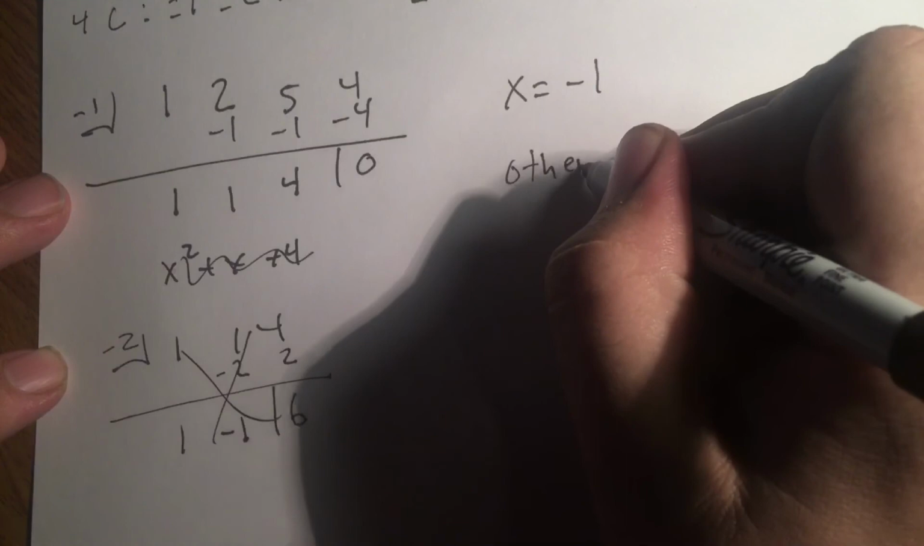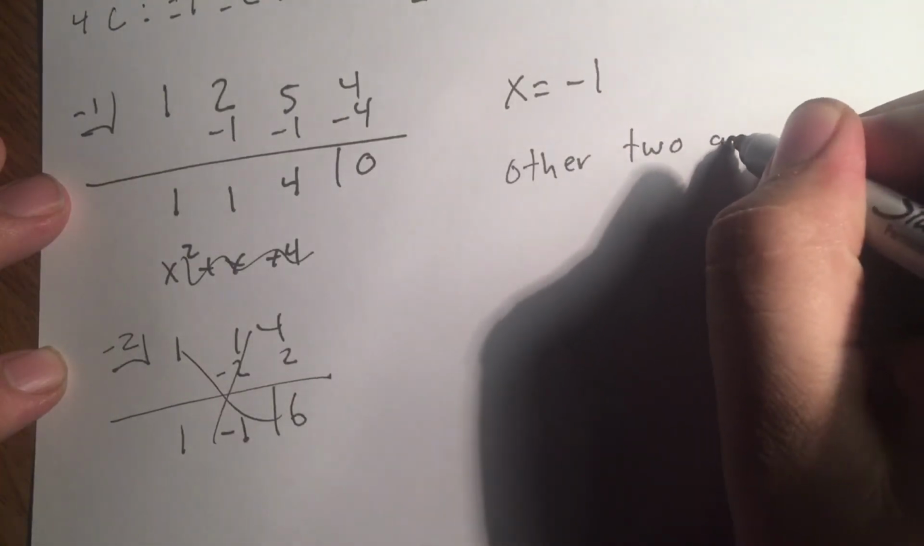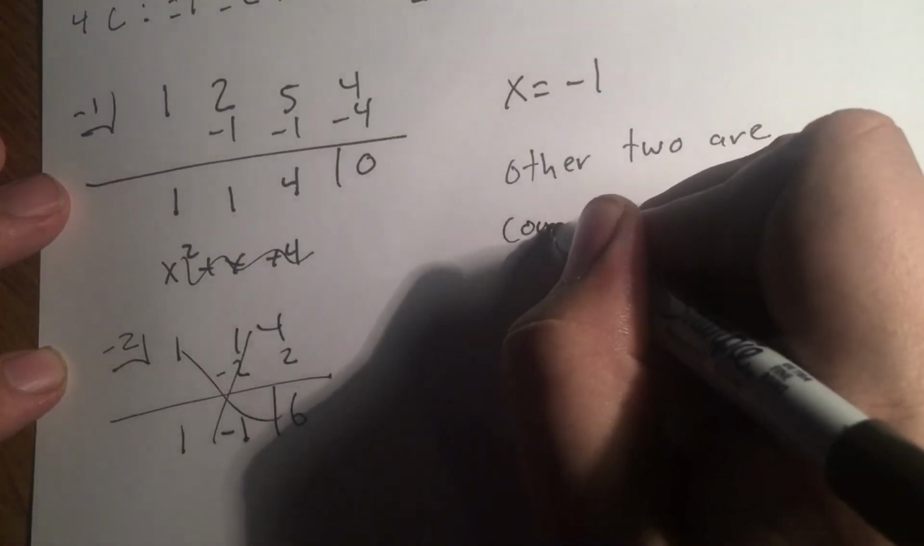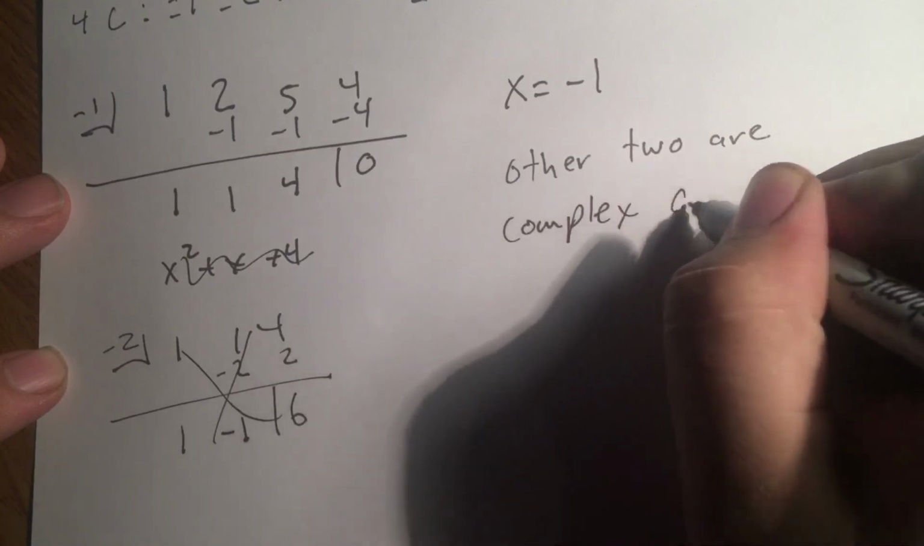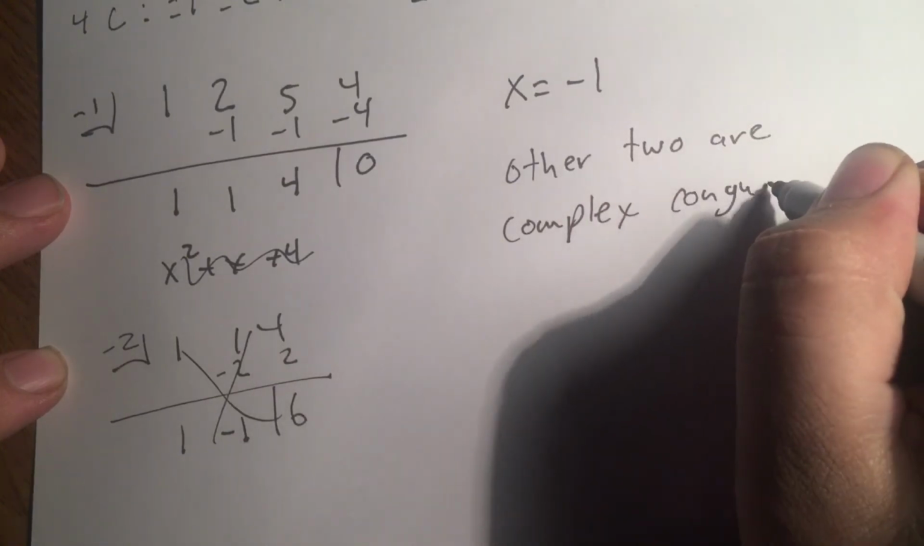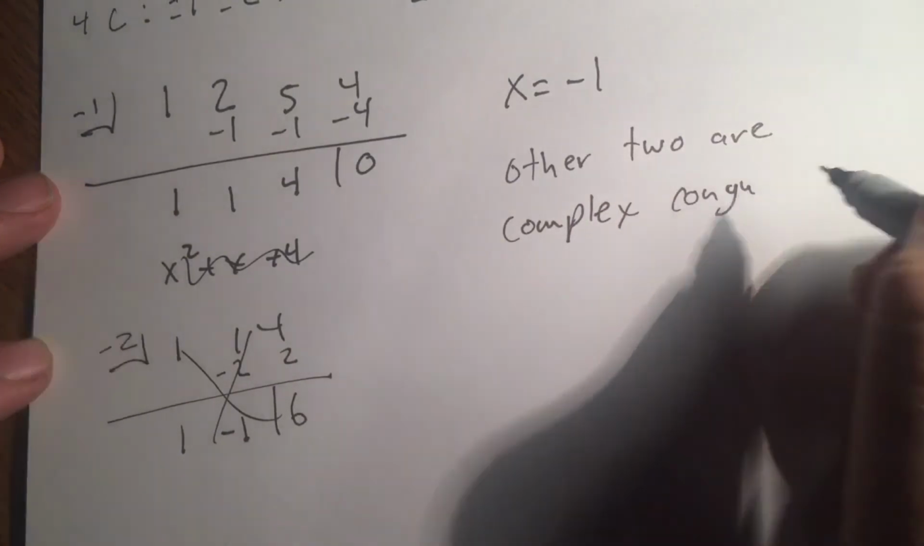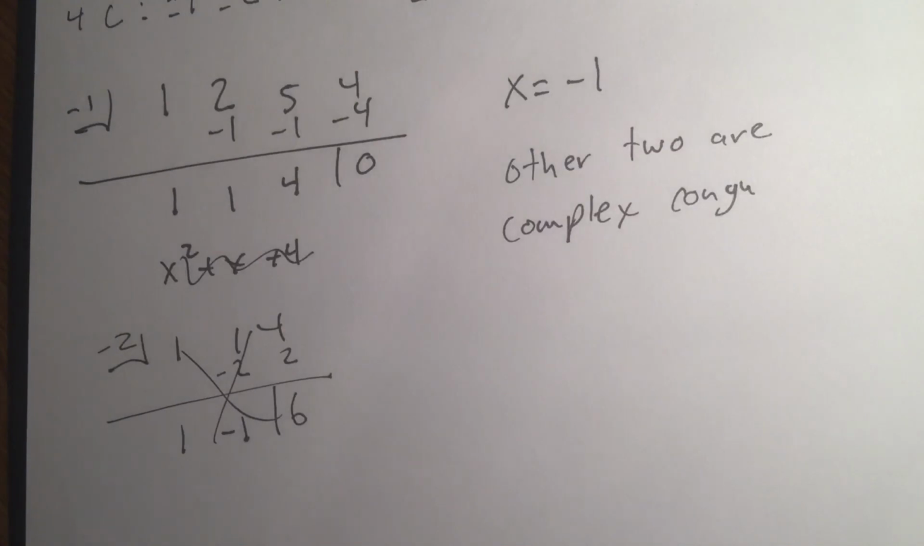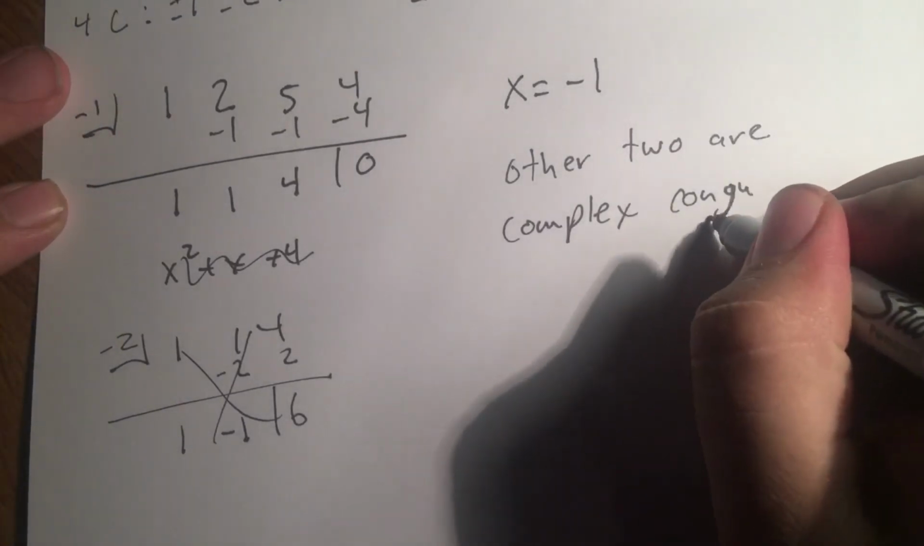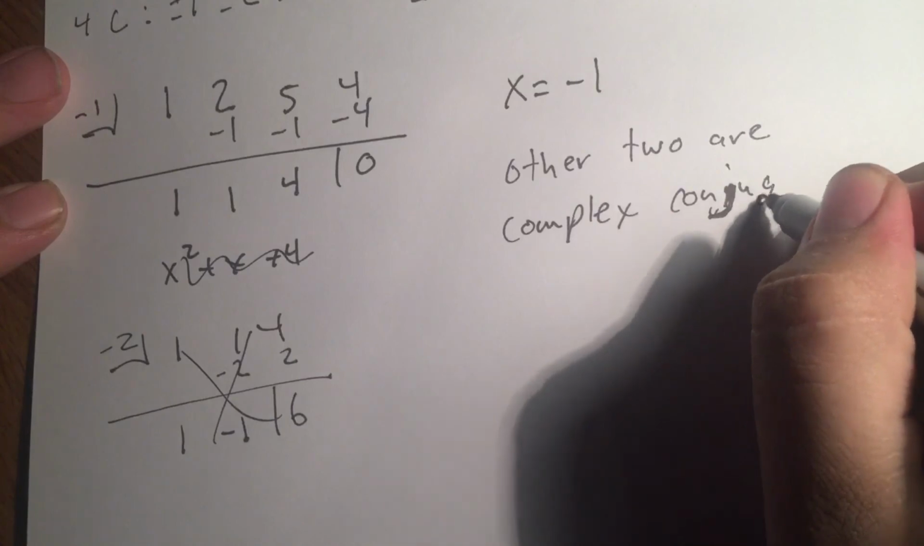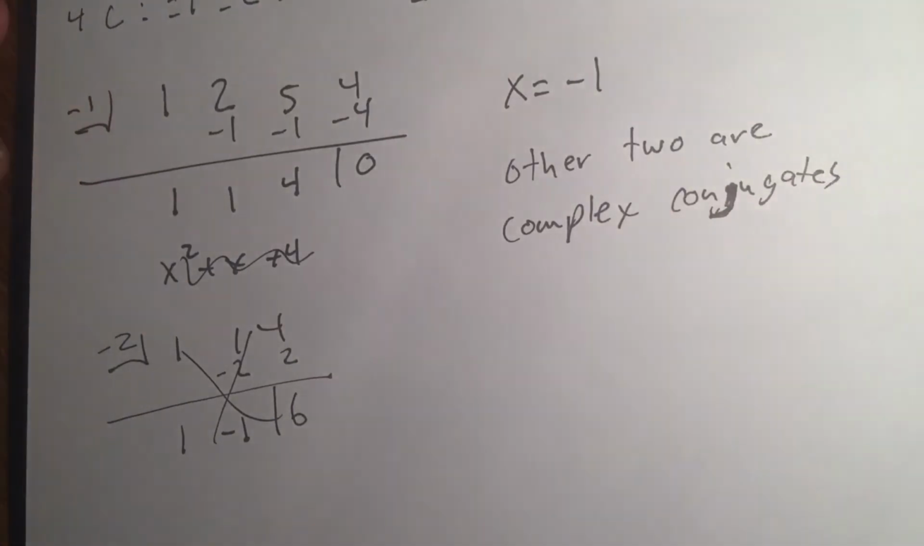The other two are complex conjugates. I can't spell conjugate. There. J first.